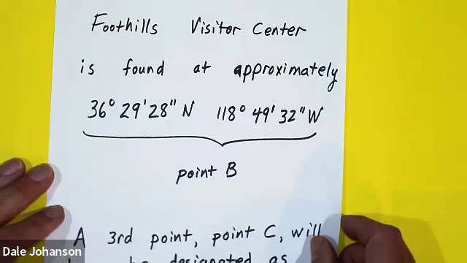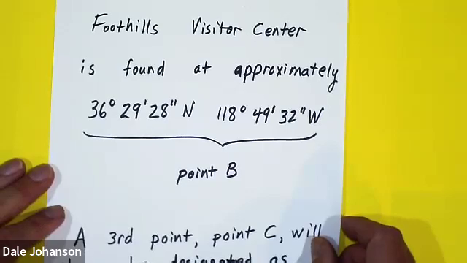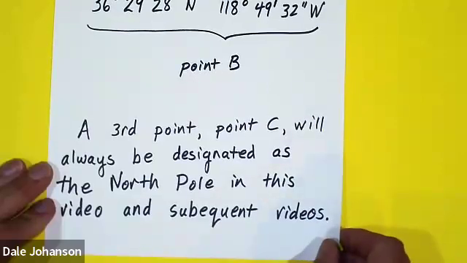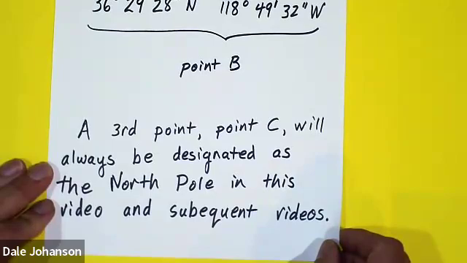And just for reference, the North Pole is 90 degrees north of the equator. Now, with regards to west, we're talking about the number of degrees west of the prime meridian, which runs through England. A third point on our illustration is going to be designated as the North Pole in this video and subsequent videos.